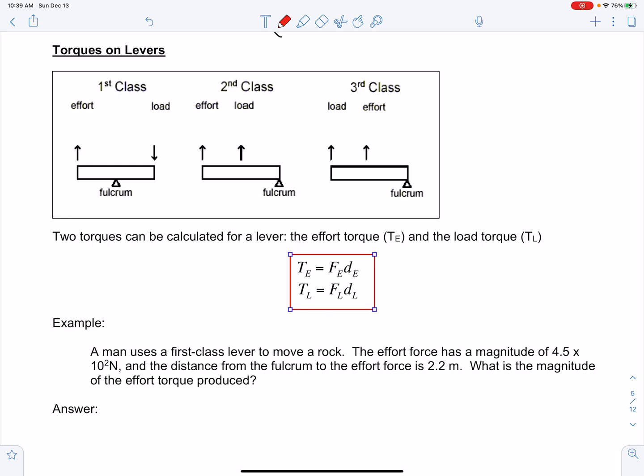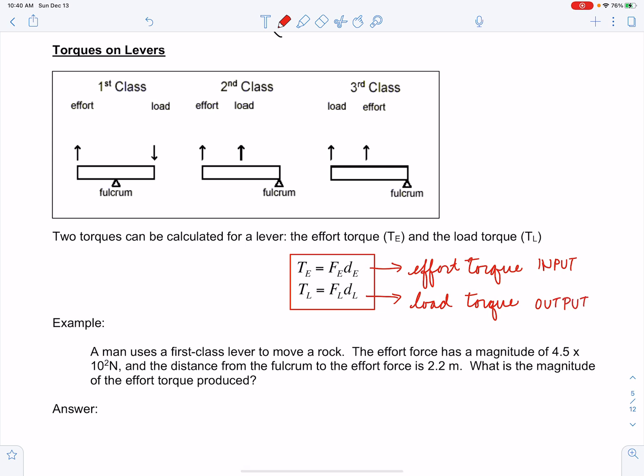So the torque on levers can be looked at in two different ways. We have the effort torque, and then we have the outcome, which is the load torque. So this is our input, what we are doing, and this is our output, what we get out of it. Okay?